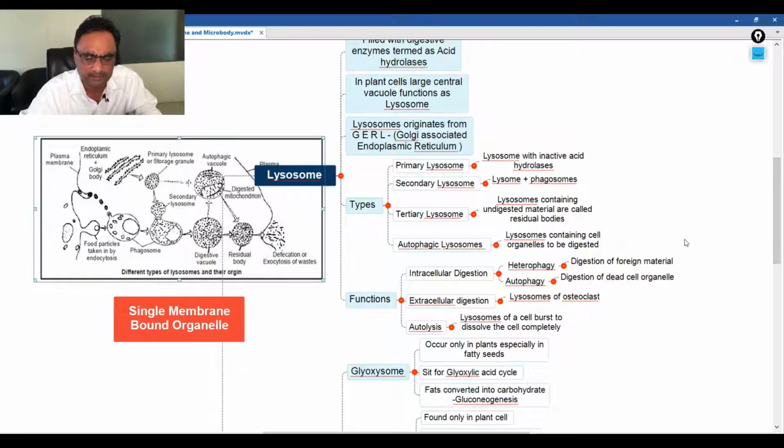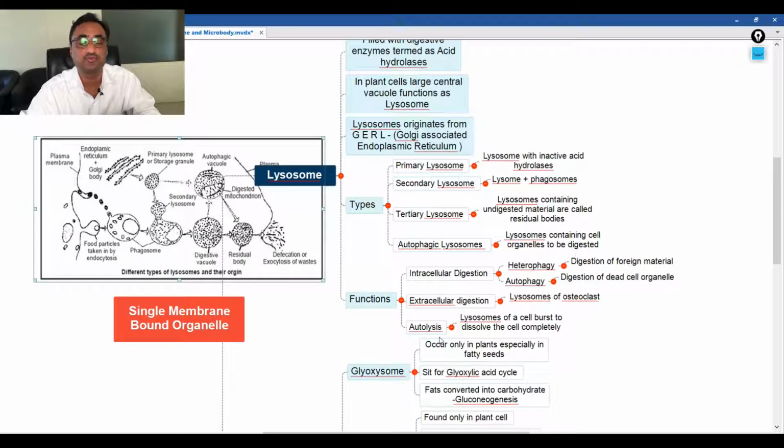What are the functions? First, intracellular digestion. It can be heterophagy, it can be autophagy. What is heterophagy? Digestion of foreign material. What is autophagy? Digestion of dead cell organelles. Both of these functions come under intracellular digestion. Now, the second is what we call extracellular digestion, that is, lysosomes of osteoclasts found in bone. This is what we call extracellular digestion.